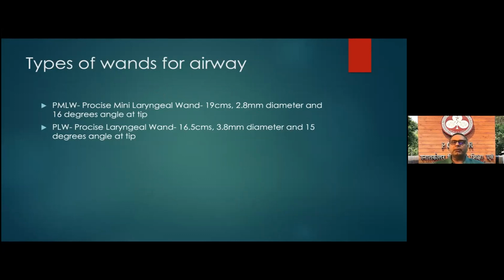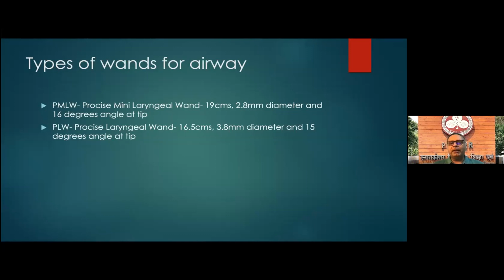The first is called the PMLW, or the precise mini laryngeal wand. The length is 19 centimeters. It has a narrow 2.8 millimeter diameter at the end, and it is bent up 16 degrees at the tip, so as to enable us to work comfortably in the trachea, the glottis and the subglottis.